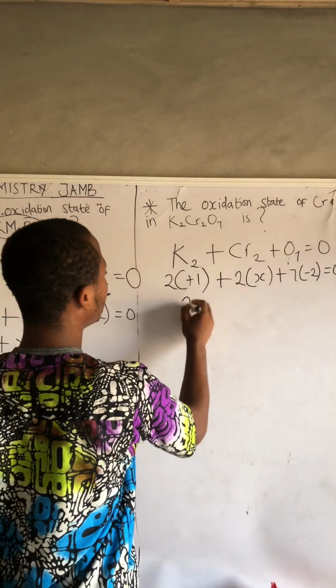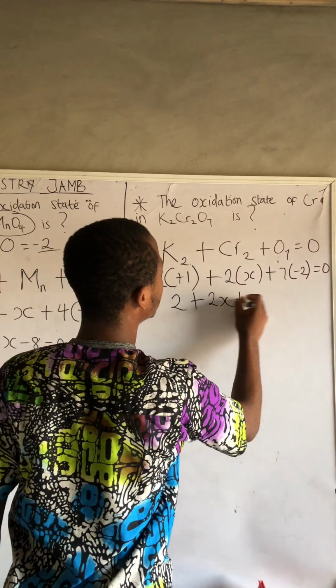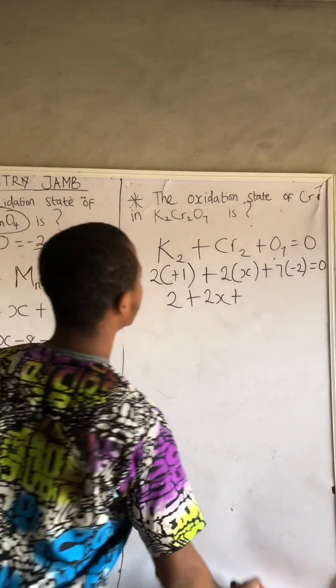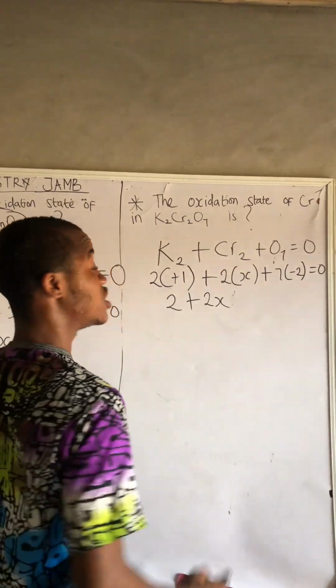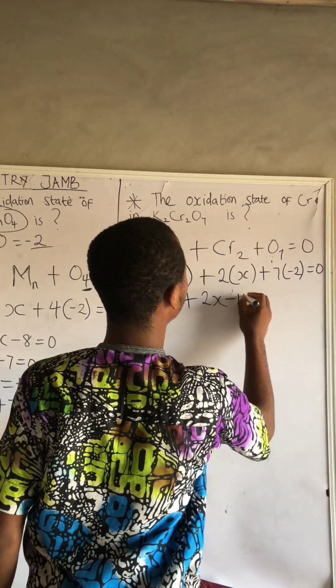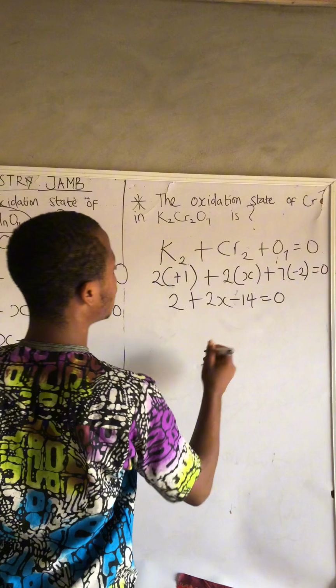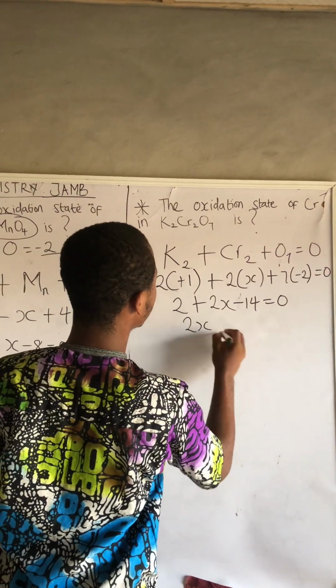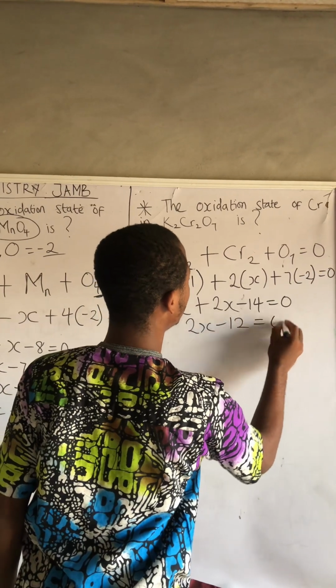So now let us continue. 2 times 1 will give you 2, plus 2 times x will give you 2x, plus 7 times -2 will give you -14, equals 0. So now we have 2 minus 14, which is -12. So 2x minus 12 equals 0.